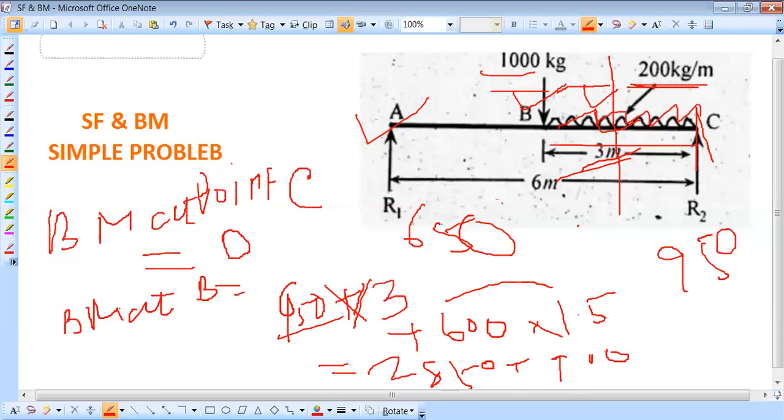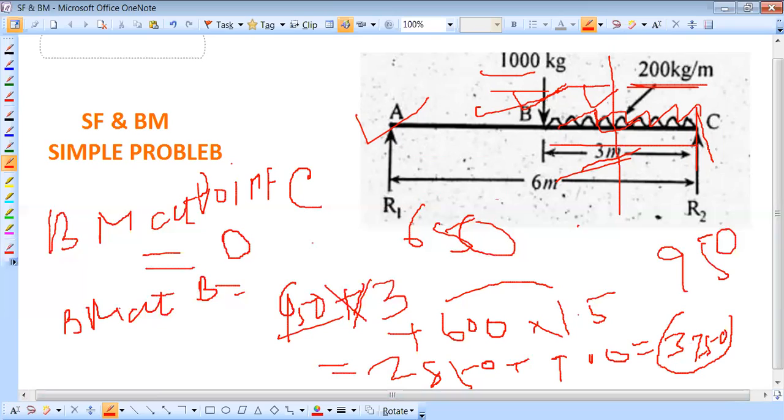The 900 plus 2850 is equal to what? 3750. That means this one is equal to 3750. So BM at B is equal to 3750. You have to remember this value is equal to 350.